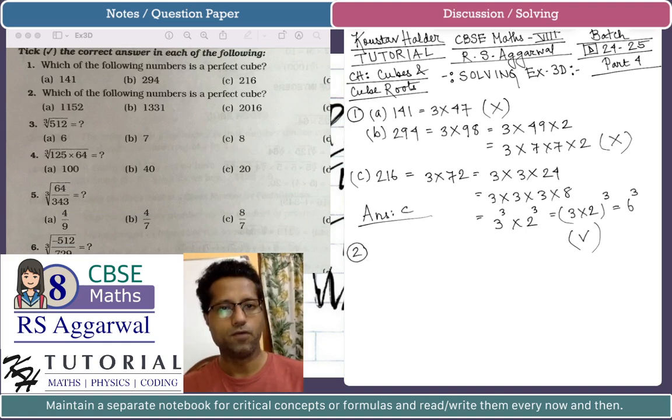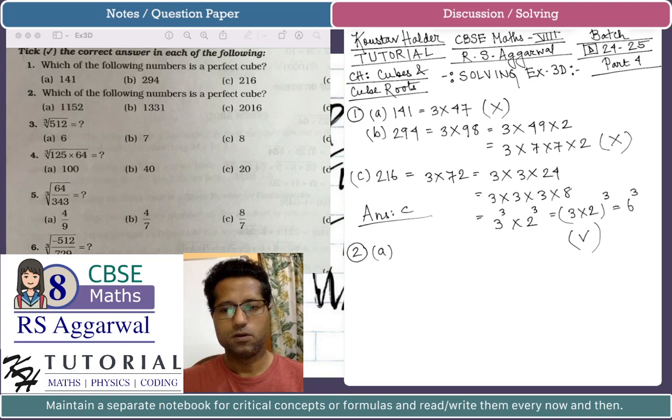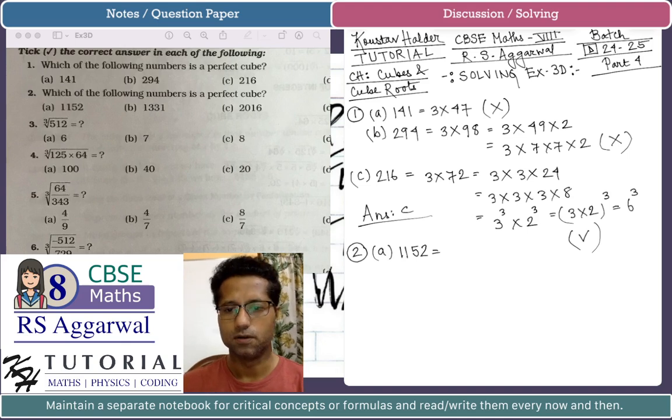Problem 2. Which of the following numbers is a perfect cube? Okay, so this time the numbers are a little big. So choice A, the number is 1152. Let's try to see what will be its prime factorization. Now you can do the prime factorization, but if you can do it orally, somehow express it as factors of powers of factors, then also you can tell whether it is a perfect cube or not.